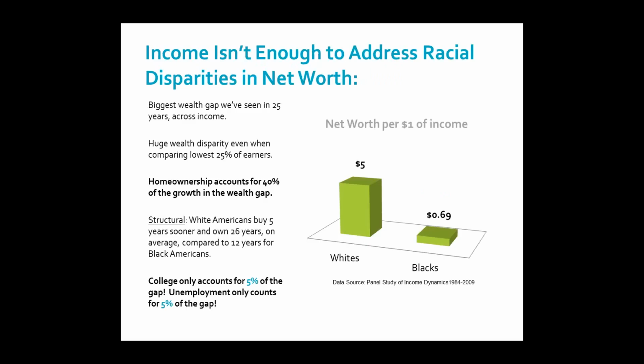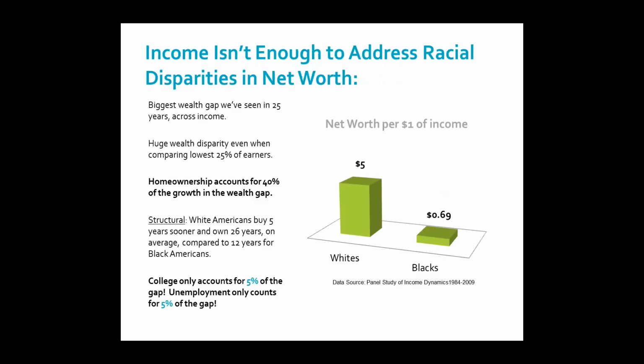And I'll just add that income isn't enough to address racial disparities in net worth. We're experiencing the biggest wealth gap we've seen in 25 years. And home ownership accounts for 40% of the growth in the wealth gap. And if we think about the policy history that I talked about in terms of how people were able to create wealth, it was through home ownership. And for an entire generation, people of color were locked out of those opportunities. And so this is structural.